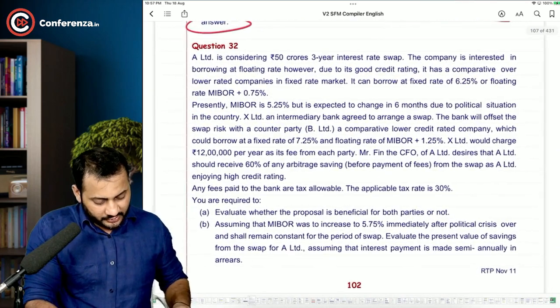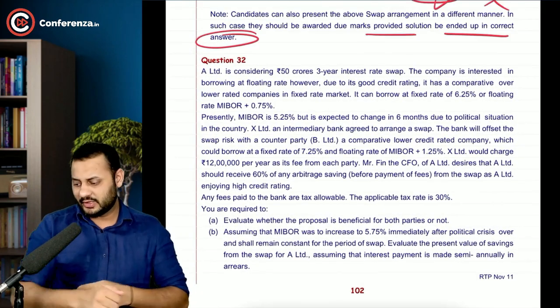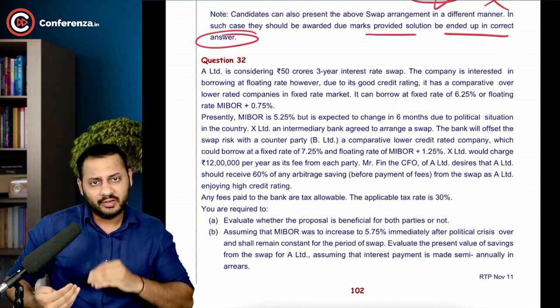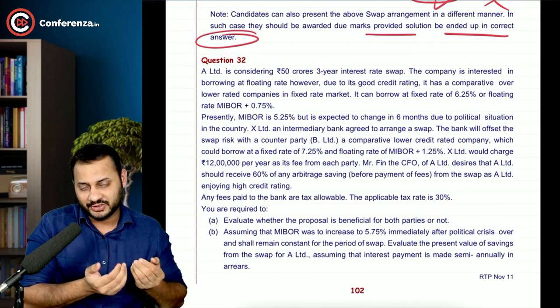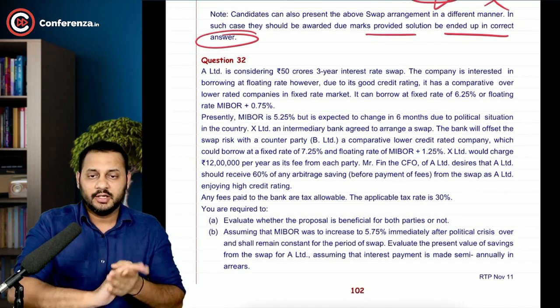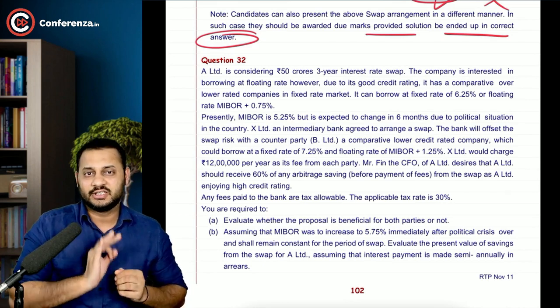Now comes question number 32. It is again an interesting question. We'll love it. It's very much similar to the previous question, but a little different in terms of some specifications. Have a look. A Limited is considering a 50 crores 3 years interest rate swap.